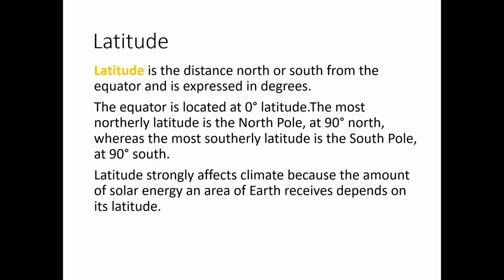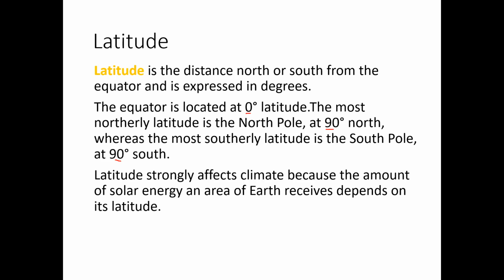In latitude, we measure it in degrees, where right at the equator, you're going to be at 0 degrees latitude, and then the most northerly and the most southerly are going to be 90 degrees north and 90 degrees south, which are the north and south poles, respectively. And the reason why latitude is going to be the strongest indicator of climate is because where you're at latitude-wise determines how much sunlight you receive.